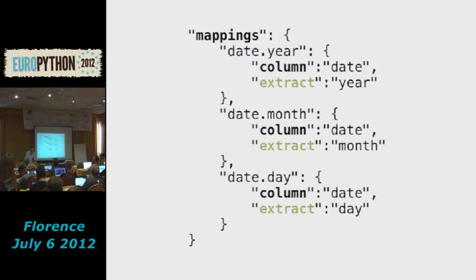Where do you put these mapping JSONs? In a cube. Yeah.